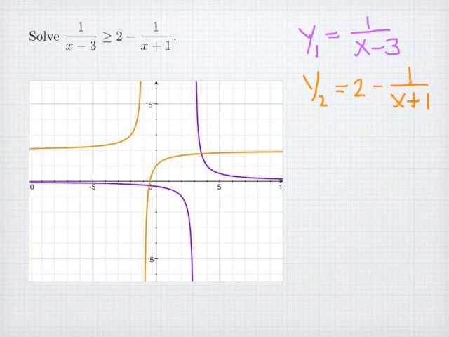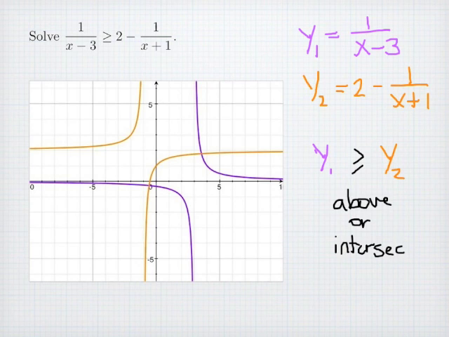To solve the inequality, we're interested in answering the question, when is y1 greater than or equal to y2? In other words, we want to know when the purple graph is above or intersecting the orange graph. As I look at the graph, I can see that for many x values, for example, this point here at -7, the orange graph is above the purple graph, and so this point would not be in our solution set.